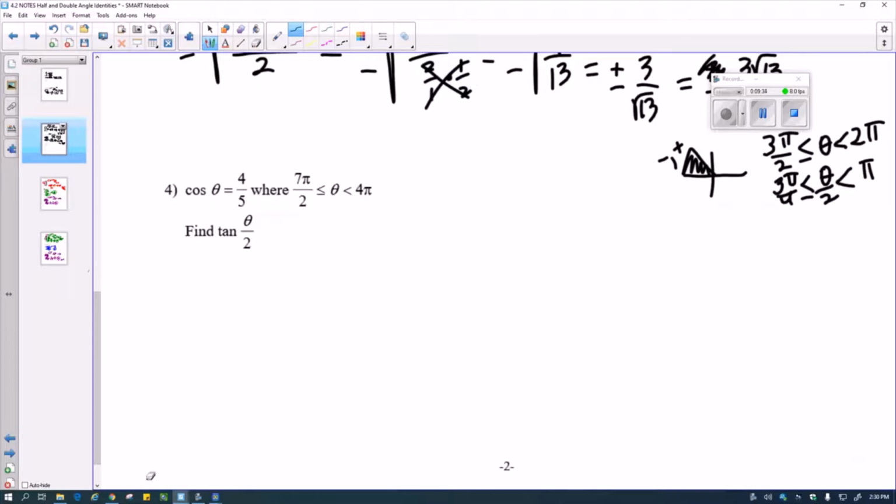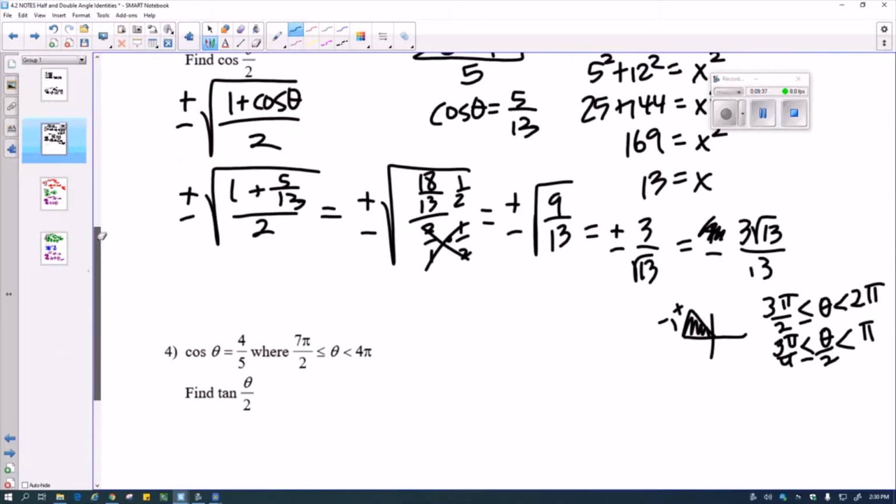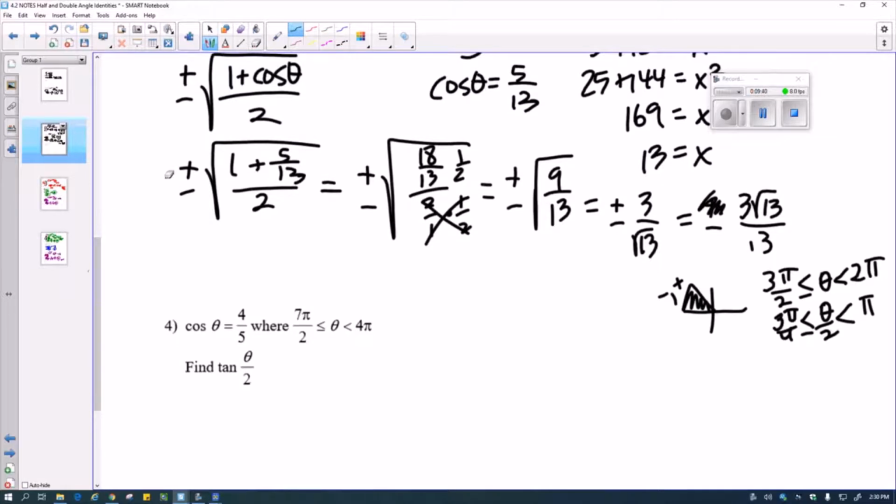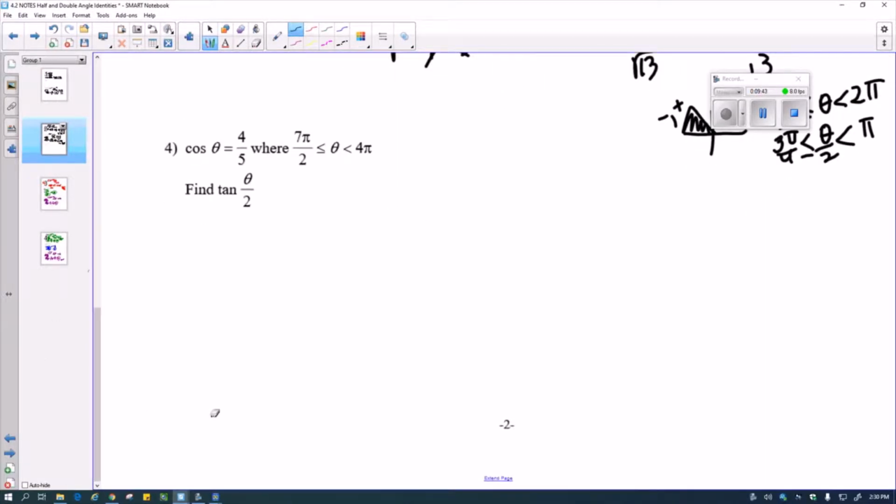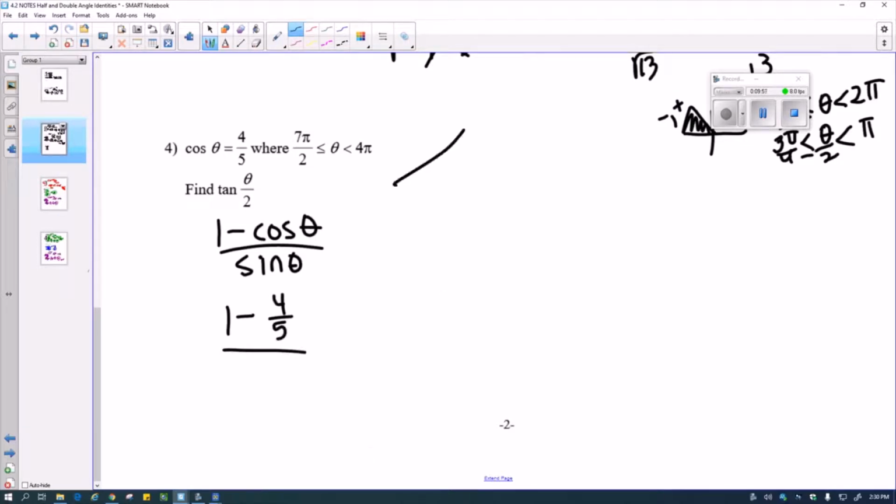Again, I like that I don't have to do this end part where I have to think about what the end sign is, because I can choose one of those other formulas. I'm going to use 1 minus cosine theta over sine theta again. That's the one I remembered. That's the one I'm going to use. I already have the cosine, so 1 minus 4/5. I need the sine. I'll draw my triangle. Cosine is adjacent over hypotenuse. I've seen this triangle before, so I could fill in that missing side. Like I said, I need the sine of this, and the sine is the opposite over the hypotenuse.